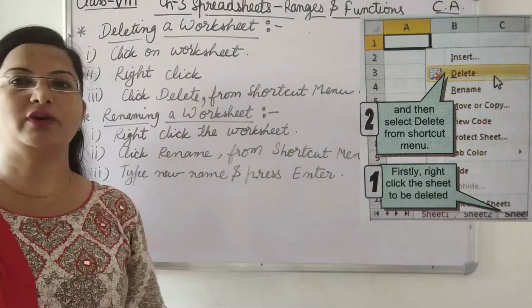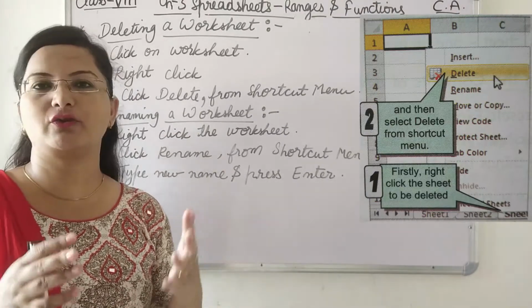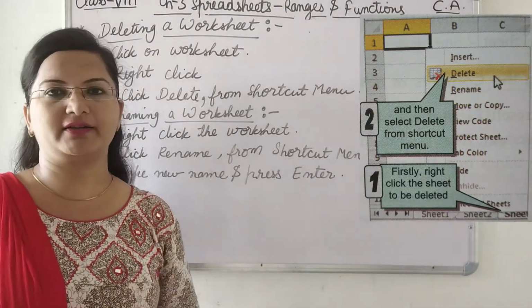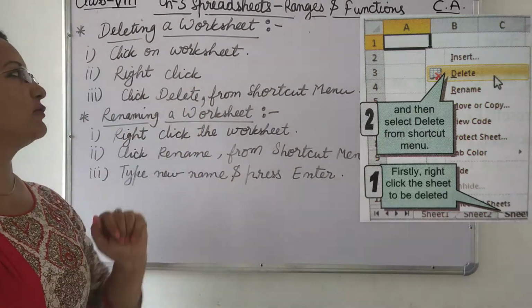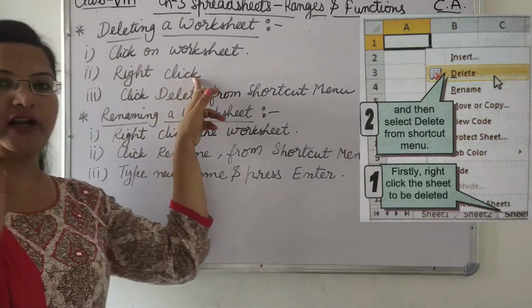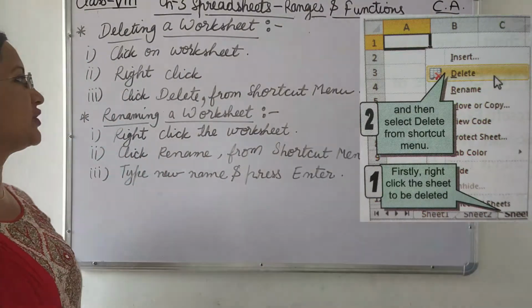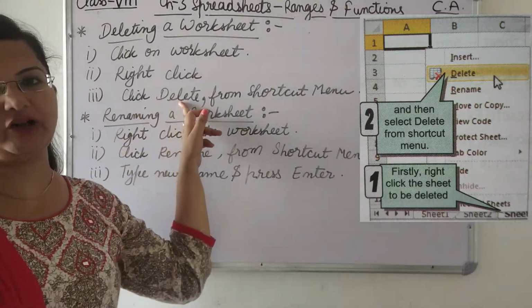First of all, you have to click on the worksheet. That means you have to make it current first of all. By clicking on it, you can make it current. Then you have to click the worksheet, then you have to right click. Then a small shortcut menu will appear. From that shortcut menu, you have to choose the delete option.